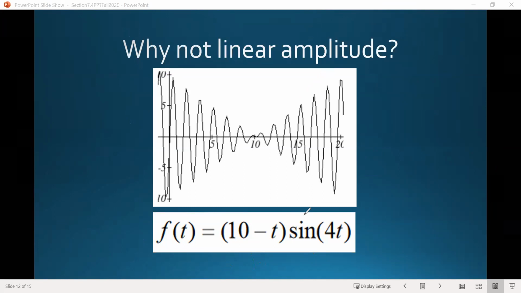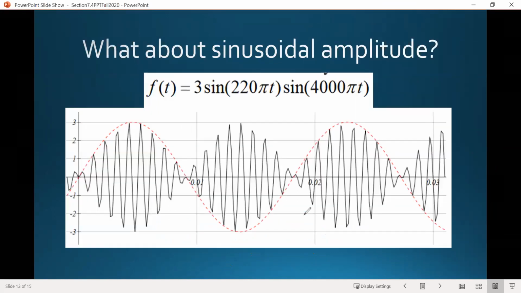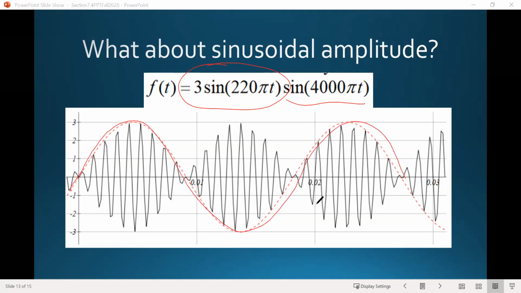We can also look at, and this is cool, sinusoidal amplitude. So notice here we have a sine function. What's in the place of the amplitude is another sine function, right? So here you see the amplitude actually changing according to a sine function, which is kind of neat. So you could experiment on your calculators or Desmos with other types of amplitudes and see what you get.